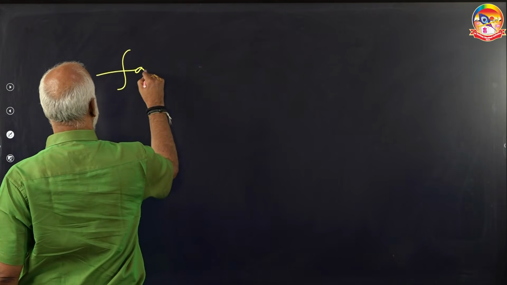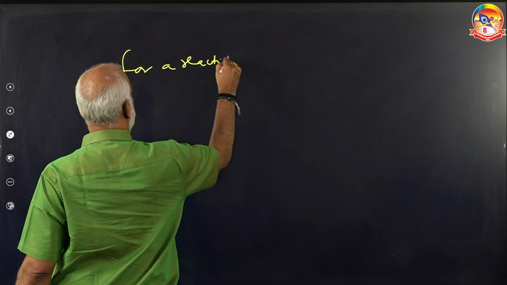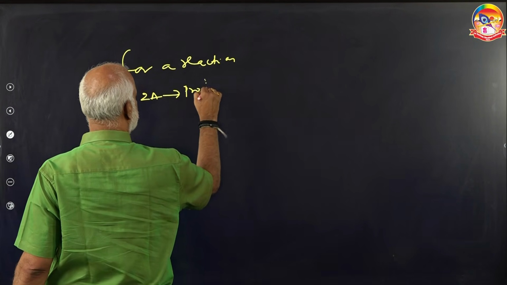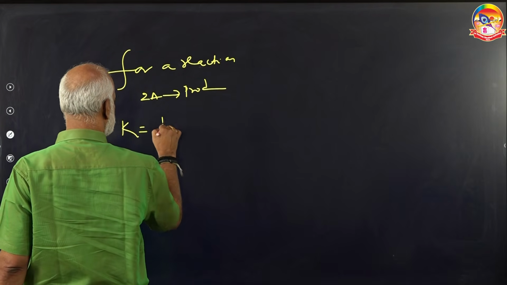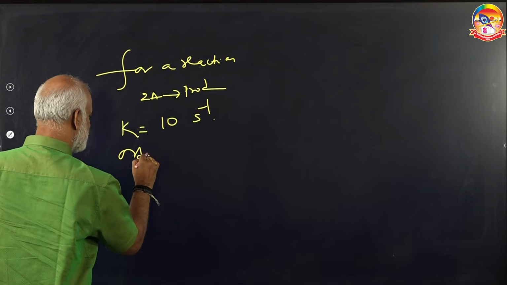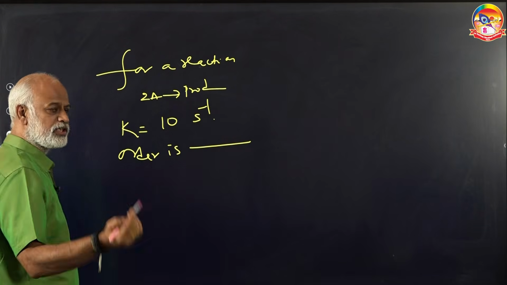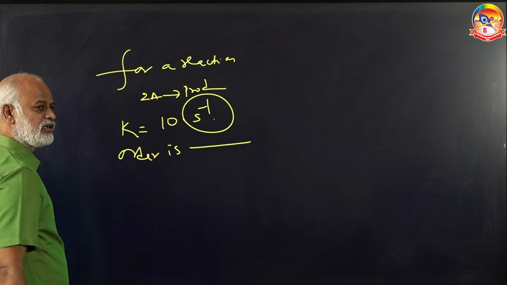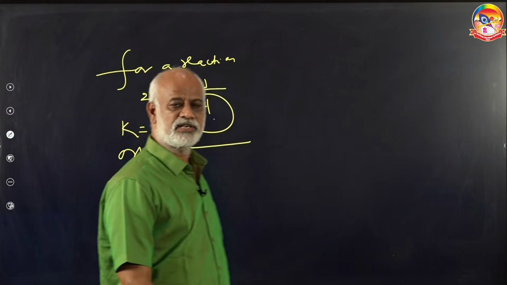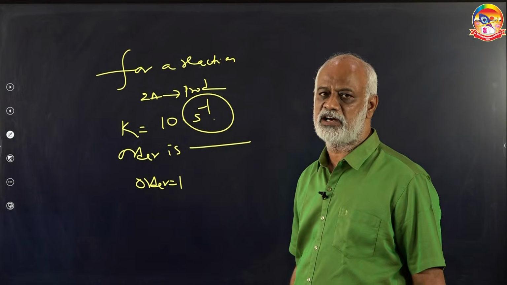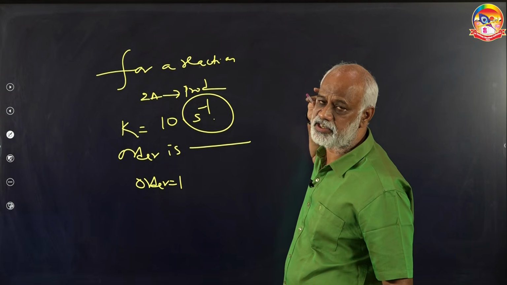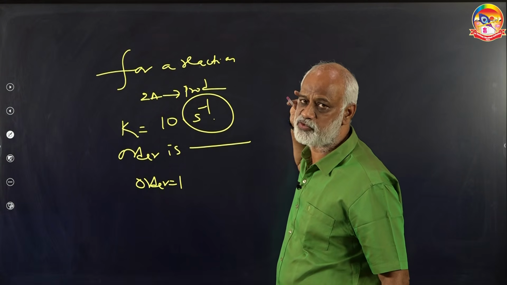For a reaction, 2A gives product, K is equal to 10 second inverse. Order is, how to know this? The most important thing is time inverse. Therefore, order is equal to 1, because time inverse is nothing but the unit of rate constant of a first order reaction. Therefore, you can get the order as 1 because of the time inverse.